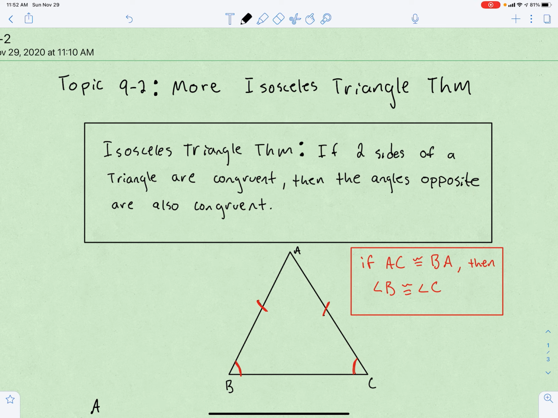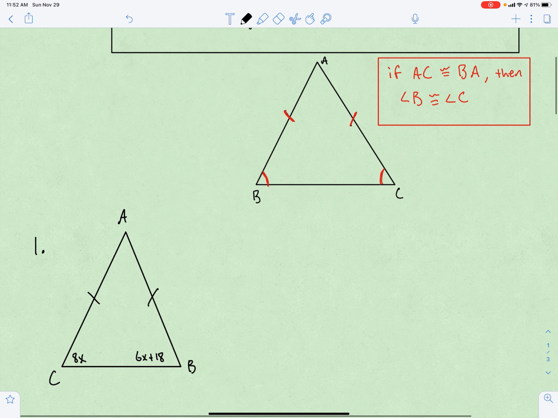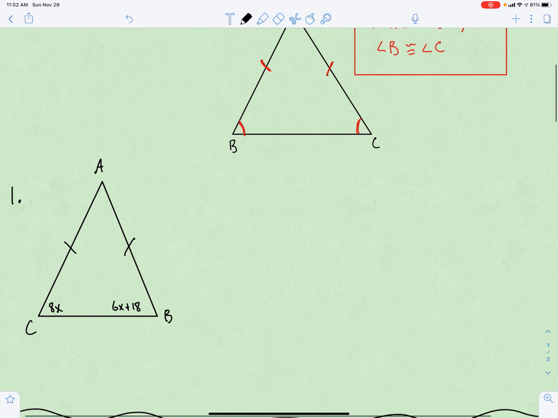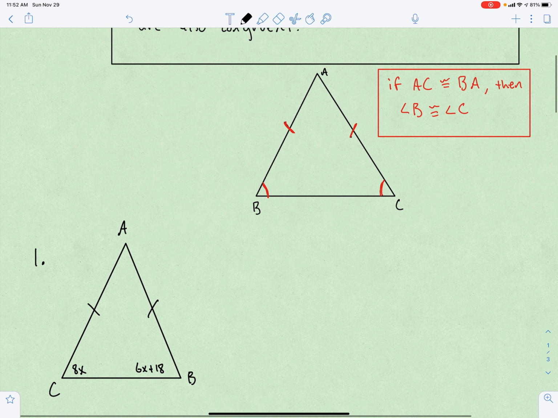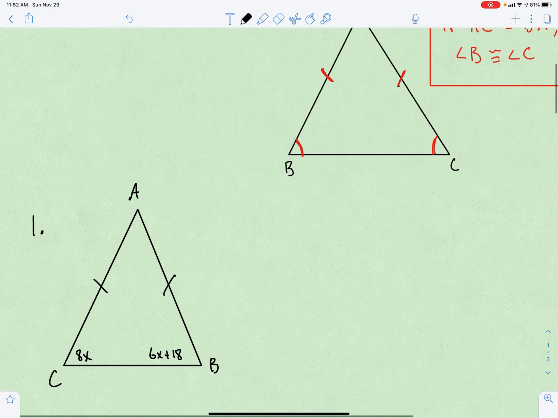So looking at this picture again, if you take these two sides and you draw arrows from them, you can find out which two angles are congruent, which in this case are B and C. Now that, just a quick review, we're going to go ahead and look at some examples. Example number 1. We got triangle ABC, and we see two sides are congruent, and then we know that angle C is 8x, and angle B is 6x plus 18.